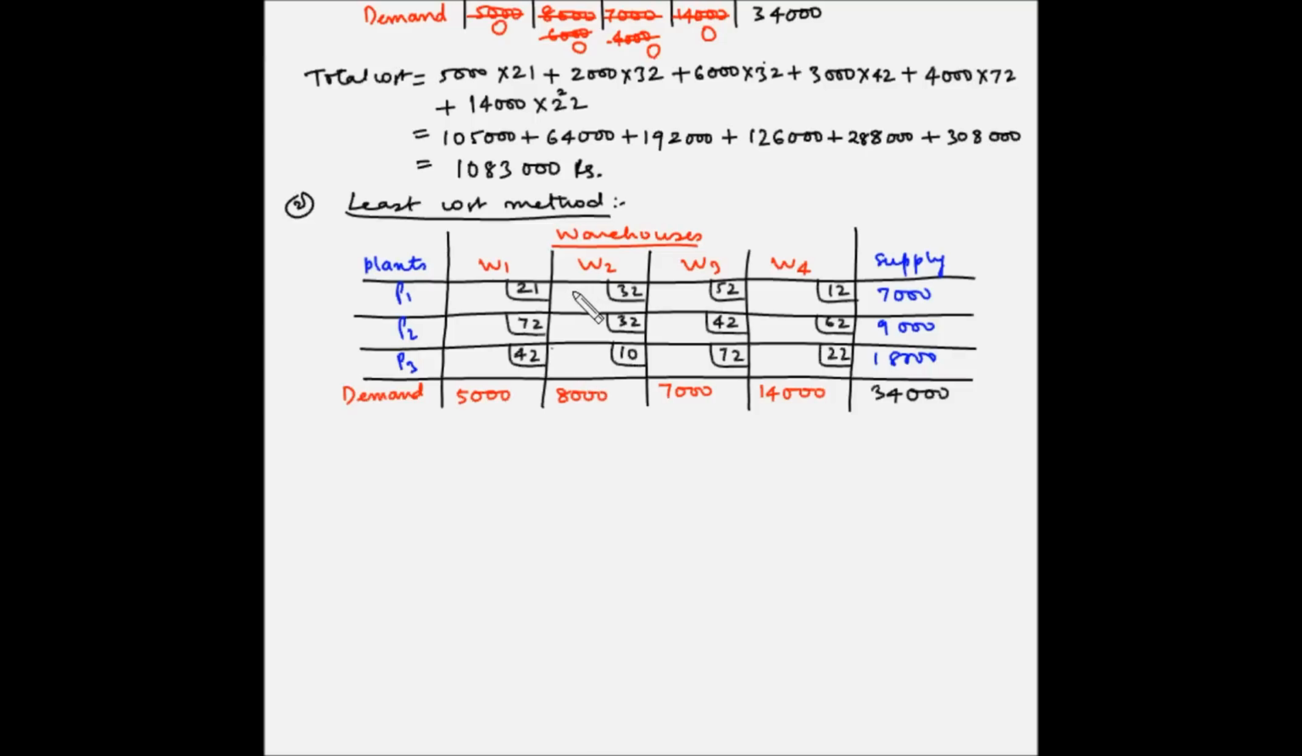Now the next step is, depending upon the supply and demand condition, allocate the maximum possible units to the square having the lowest cost. So for P3W2, the supply availability is 18,000 units, while the demand is for 8,000 units. So the maximum that can be allocated is 8,000 units.